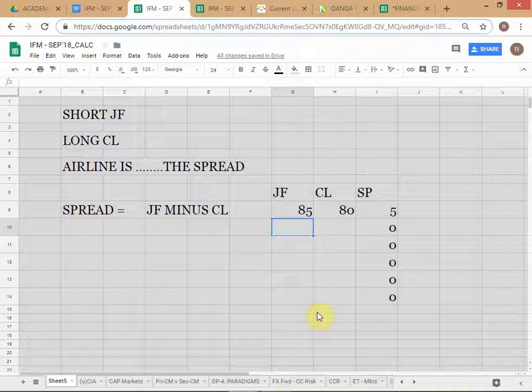Only the long position behaves this way: when the market goes up, you make money, and when the market goes down, you lose money. Therefore, their underlying position must be long. Is this clear? Like a math proof. You have to remember it logically, okay? We already discussed this logic.